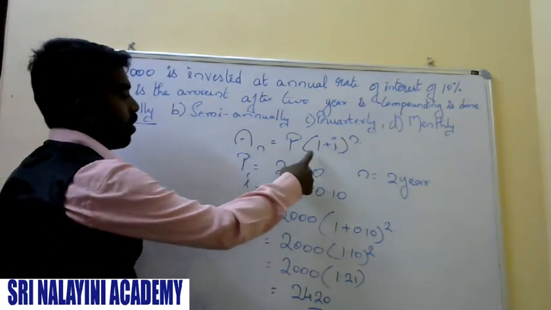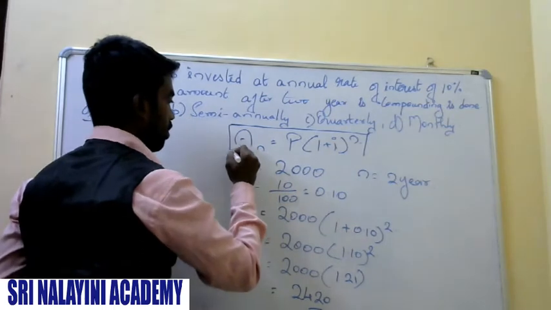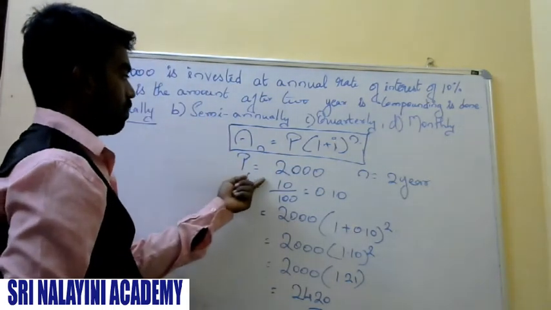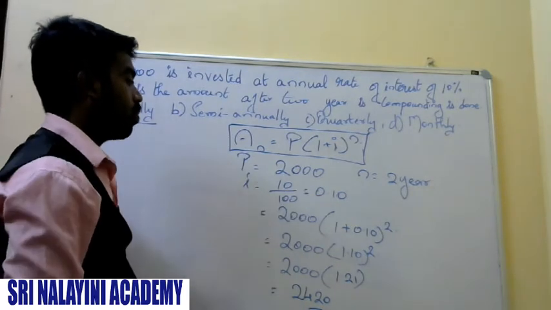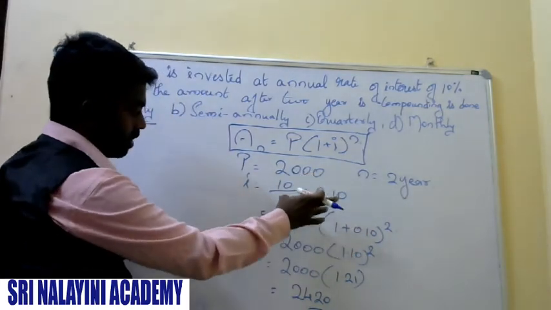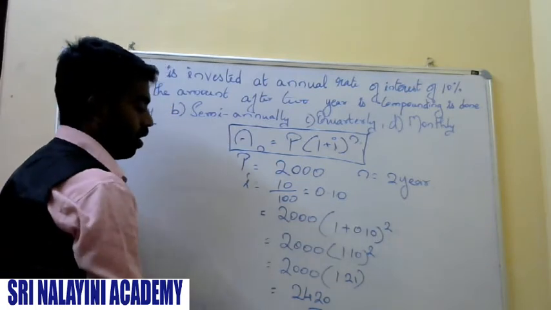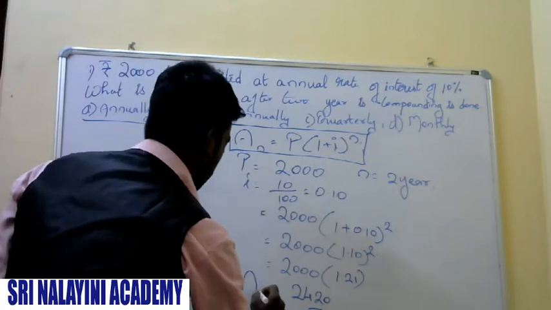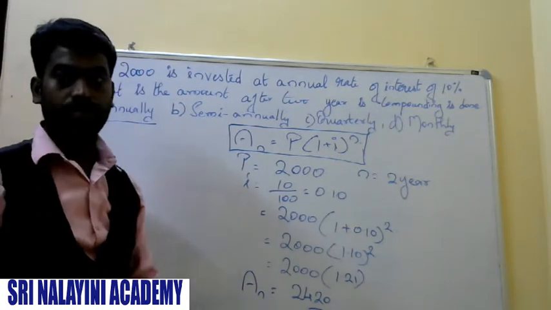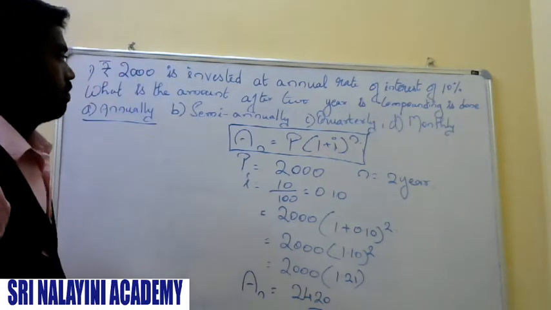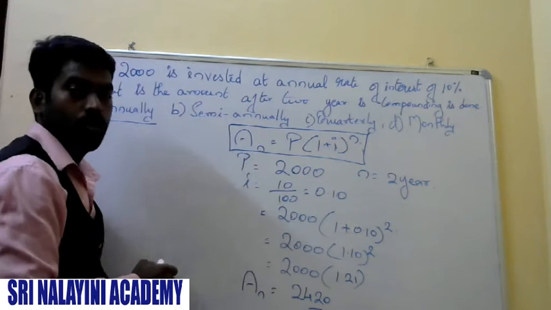AN is equal to P(1 plus I) power of n. This is the formula. What is P? P is 2000, I is 10%, 10 divided by 100, 0.10, n is 2 years. Inserting this, 2000 into (1 plus 0.10) power of 2, when we solve this we get AN equal to 2420. Please take notes. We finished annually, and second, we are going to do semi-annually.